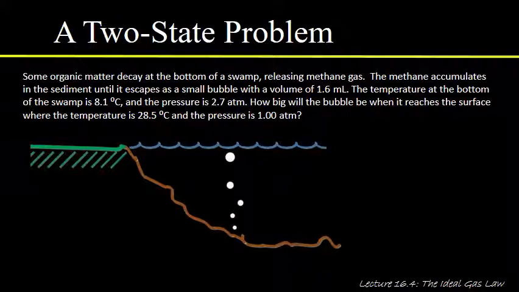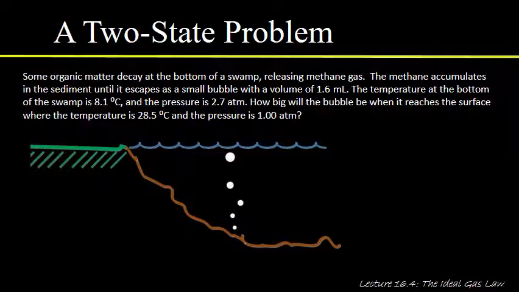All right. Another common kind of problem that you get using the ideal gas law are these, as I call it, a two-state problem, where it describes the properties of a gas under state 1 and then describes some of the properties of the gas under state 2, and it asks you to calculate something that you don't know for state 2. Okay, so here's an example.